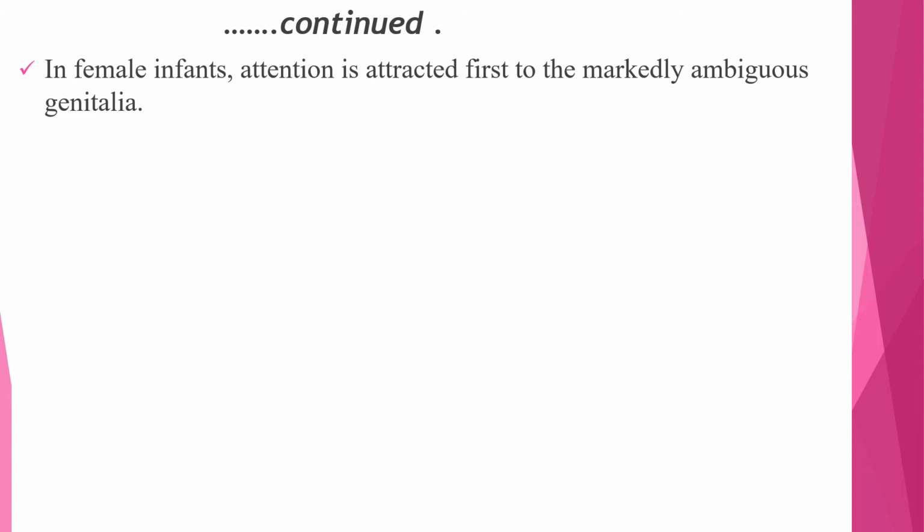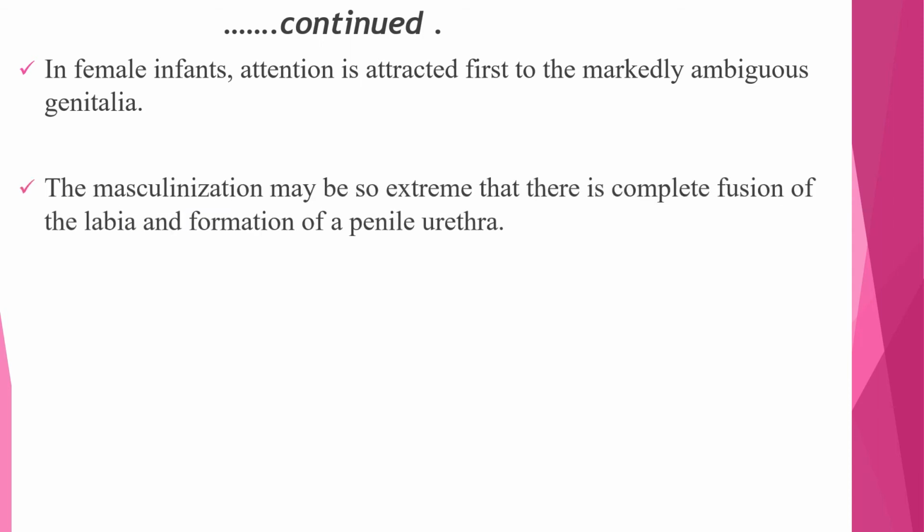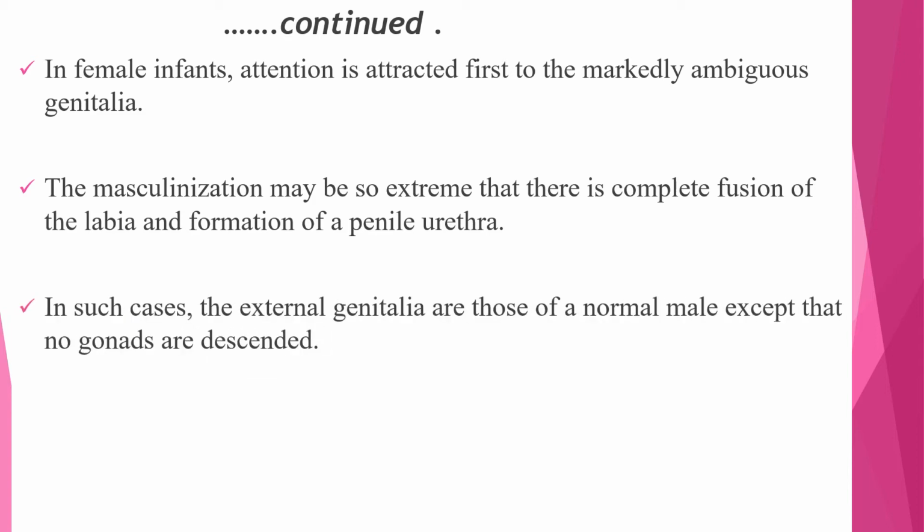In females, especially in female infants, attention is attracted first to the markedly ambiguous genitalia. The masculinization might be so extreme that there is complete fusion of the labia and the formation of a penile urethra. In such cases, the external genitalia are those of a normal male, except that no gonads are descended.